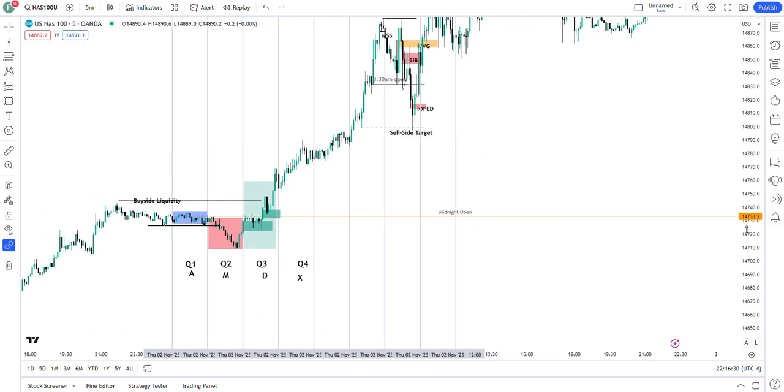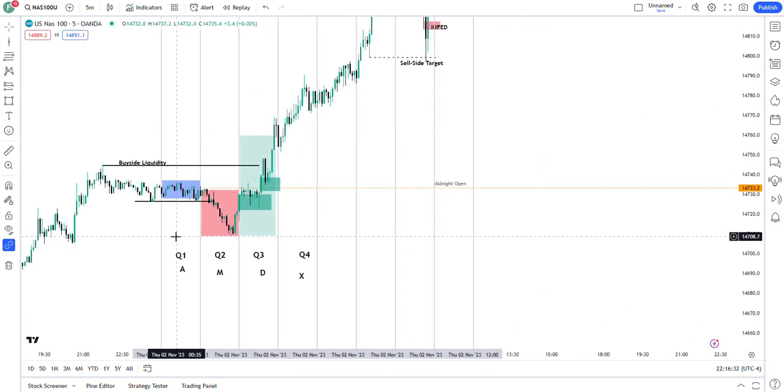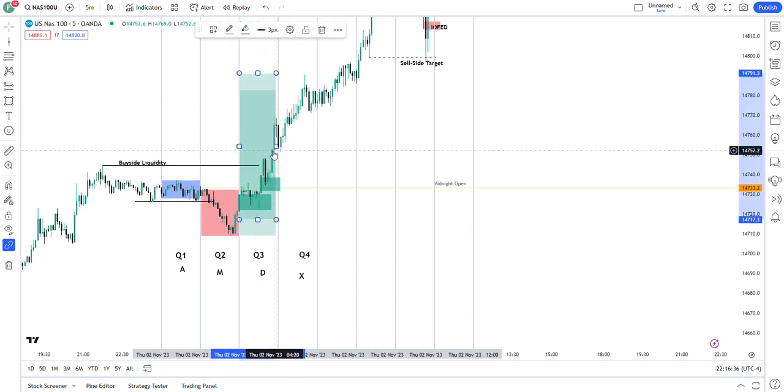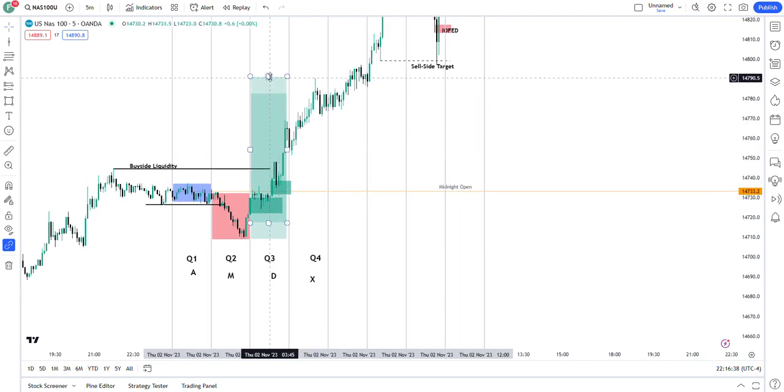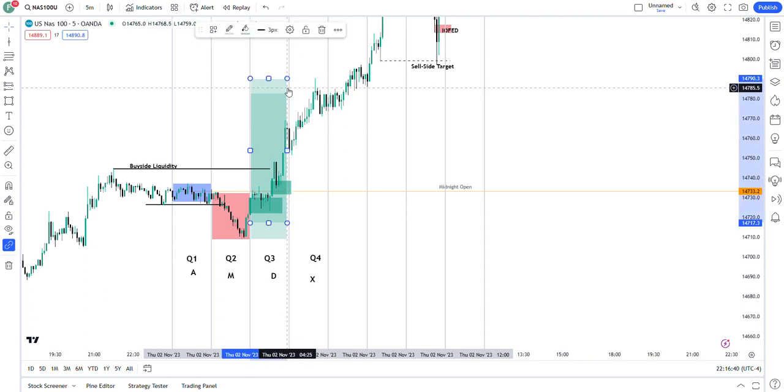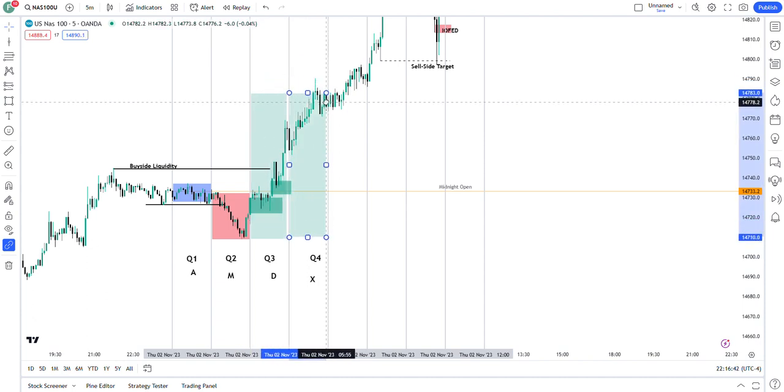Cool. Now, we've got accumulation, manipulation, distribution here, and then a continuation of that distribution over here, right? So that's the first 4 that we see, right? So that's what we're looking at here.